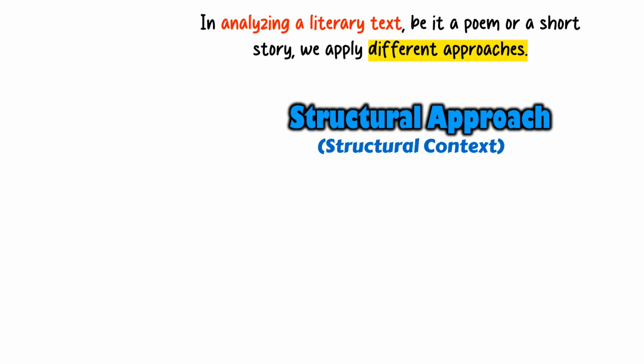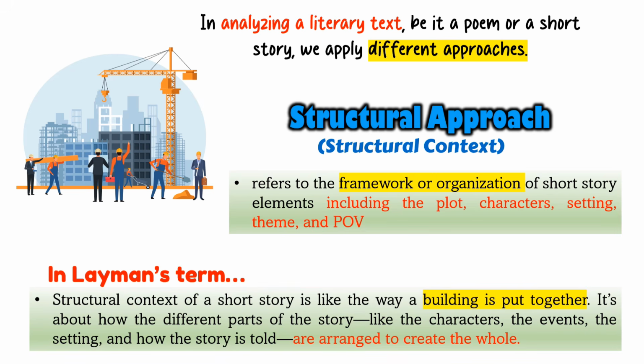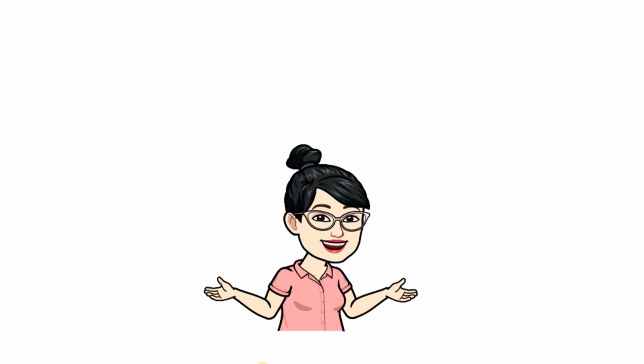When we say structural context, it refers to the framework or organization of short story elements, including the plot, characters, setting, theme, and point of view. In layman's term, the structural context of a short story is like the way a building is put together. It's about how the different parts of the story, like the characters, the events, the setting, and how the story is told, are arranged to create the whole.